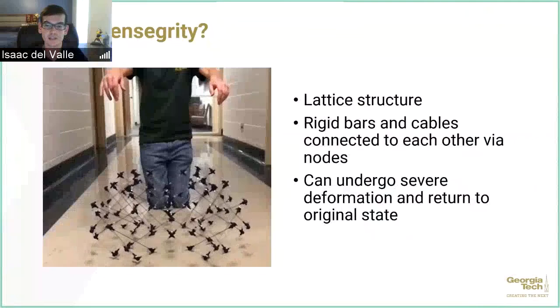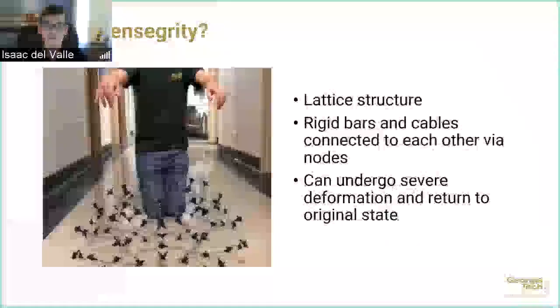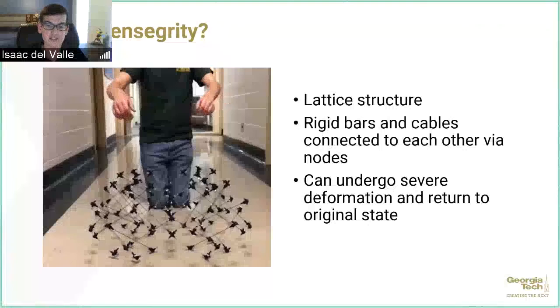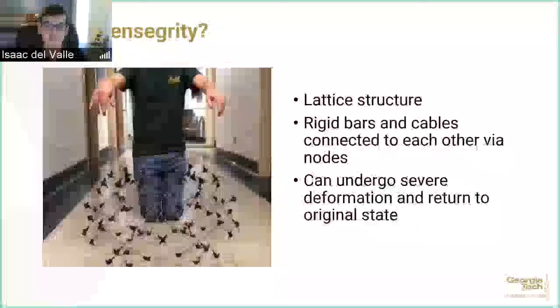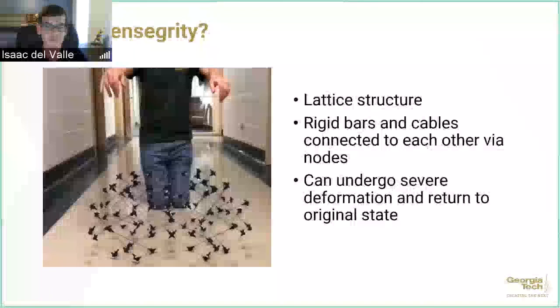Although somewhat unconventional when compared to the robots you saw in the previous slide, Tensegrity structures exhibit the same ability to undergo severe deformation and return to their original state. So how do Tensegrity structures accomplish this? They accomplish this feat through the buckling of their rigid bars. In this clip, you can see that as the units impact the ground and are subjected to compression force, the bars buckle.